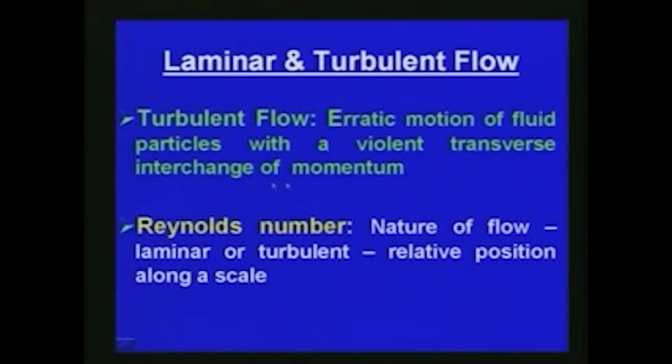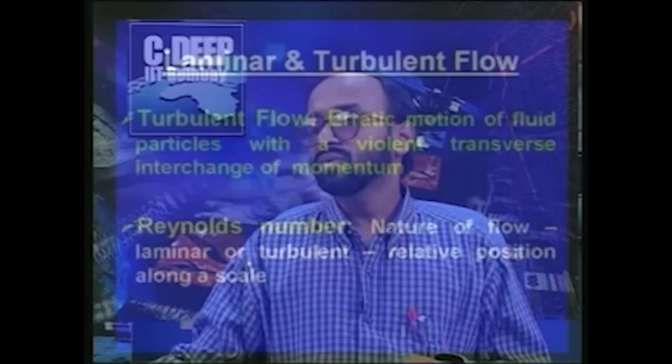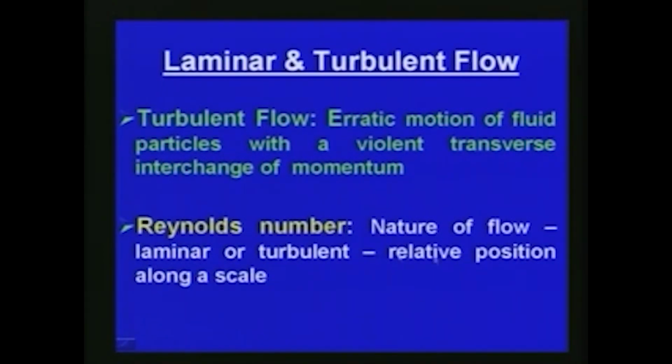After Reynolds introduced this dimensionless number, called the Reynolds number, we can use it to define whether the concerned flow is laminar or turbulent. So the Reynolds number is used to define the nature of the flow, whether the flow is laminar or turbulent, and it gives a relative position along a scale.